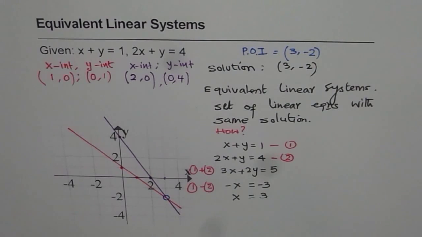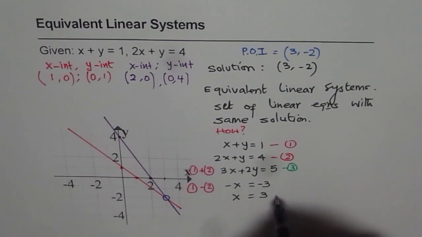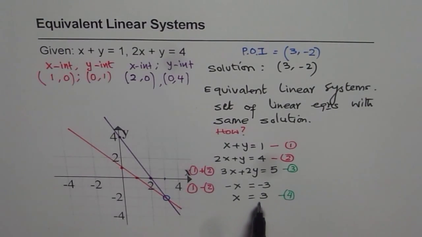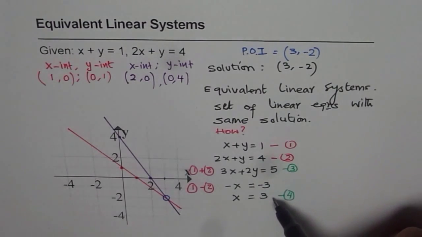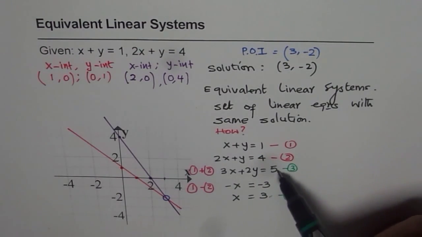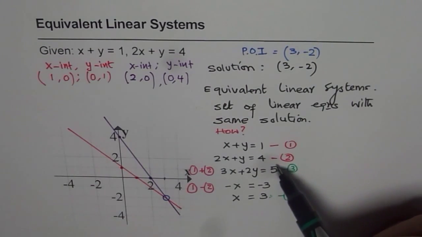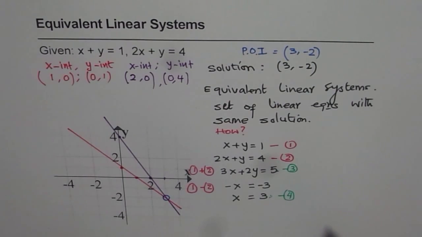Now I have a new linear system, and this system has two equations. Let me call this equation 3 and this equation 4. So, will they pass through the point (3, -2)? If they do, both of them, then the point of intersection between these two linear equations, which are different from the original, is the same as that of the original. So that forms an equivalent linear system.